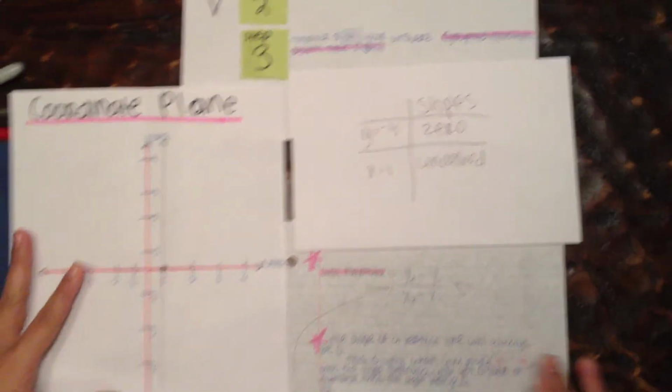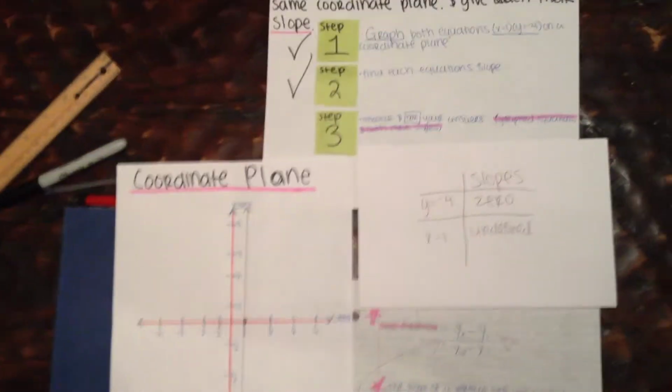There's all your notes and preparations on how to solve and correctly answer: graph each equation, x equals 1, y equals -4 on the same coordinate plane, and give each of their slopes.